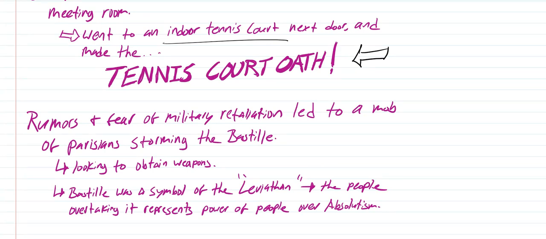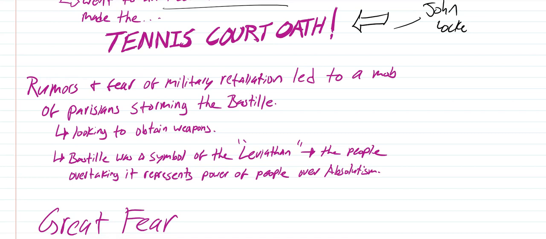So remember, we were talking about this. This right here is very much according to the philosophy of people like John Locke and Rousseau, for example. John Locke was like, overthrow your leader if it doesn't represent the rights of the people. It doesn't protect their natural rights. So rumors of feared military retaliation ended up leading to a mob of Parisians storming the Bastille.